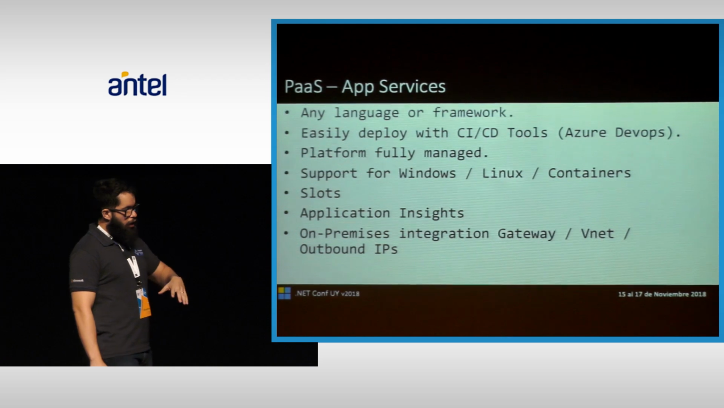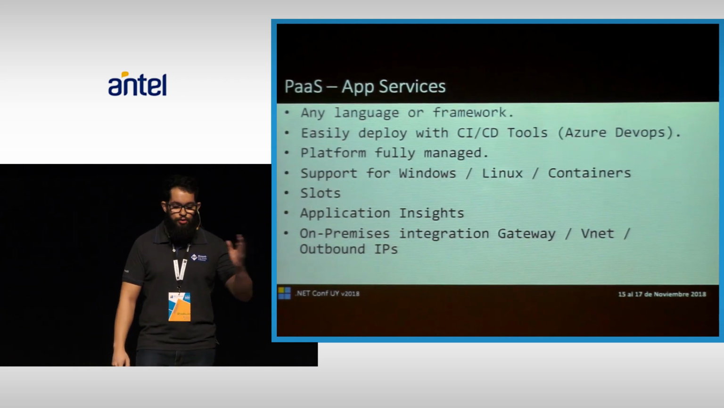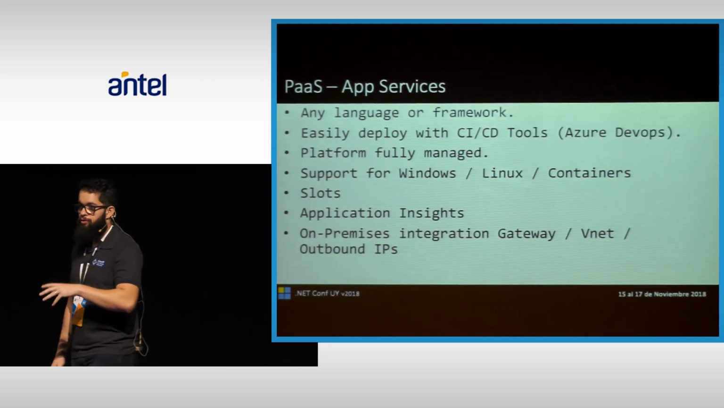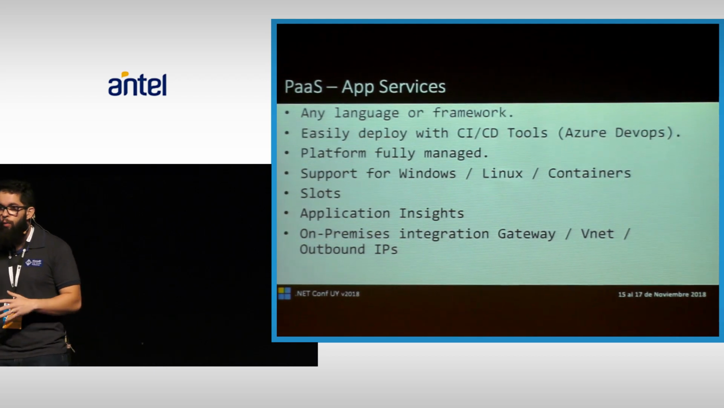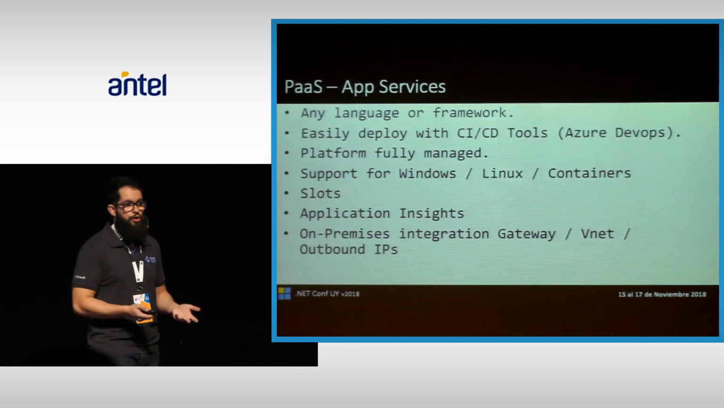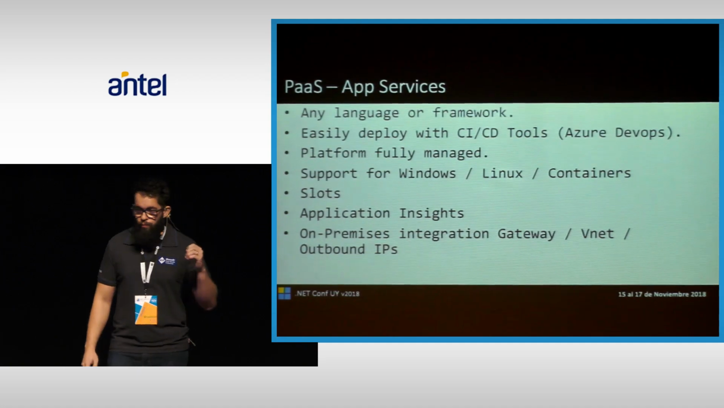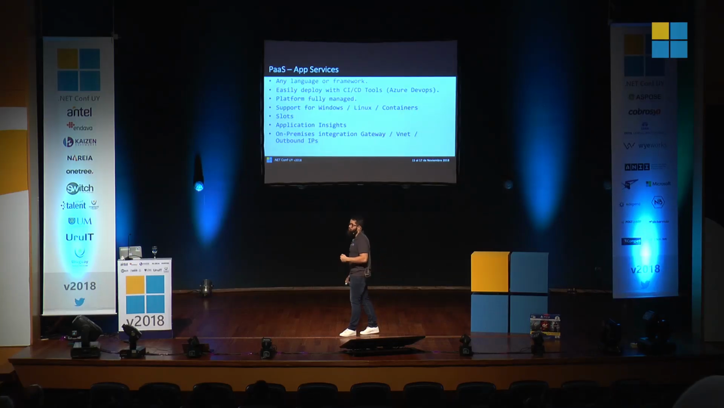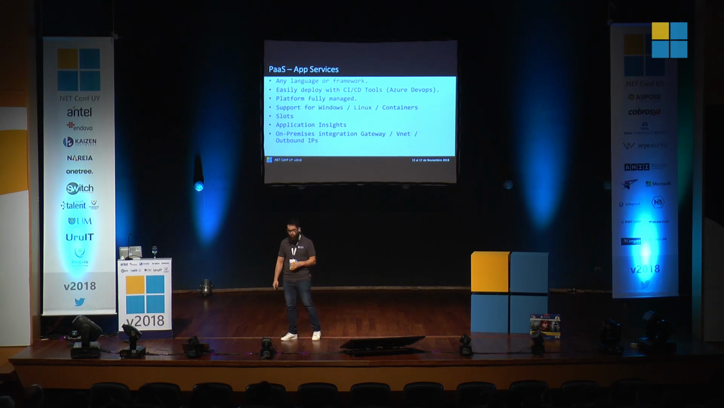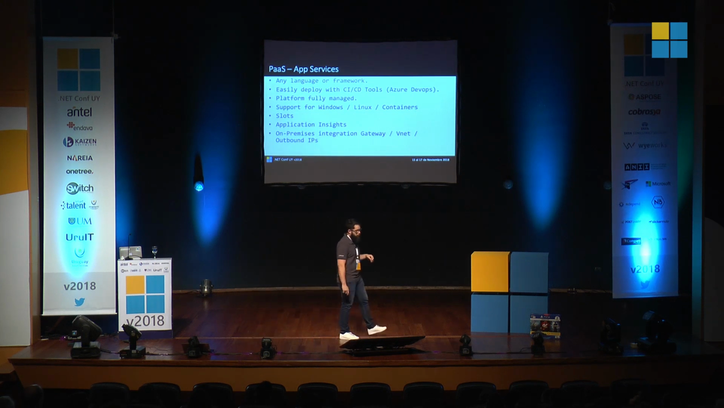So on the PaaS side, I'm going to talk about App Services and App Services Environment. Those are the most common choices on Azure for working with PaaS. Okay? So for App Services, you can pretty much run every language and every web framework. Any language you pick, like Node.js, .NET, .NET Core, Python, Ruby, Go, anything, and any framework, okay?